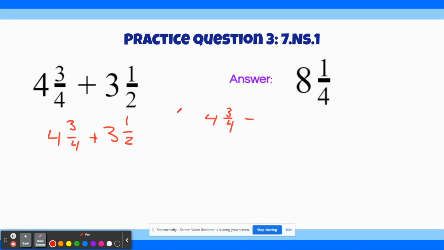So when we convert it to a decimal, we know that the 4 is going to be the whole number. So we're going to get 4 point, and then 3/4 is the decimal component. So 3/4 is just 0.75, as you should know. And now we get 4.75.